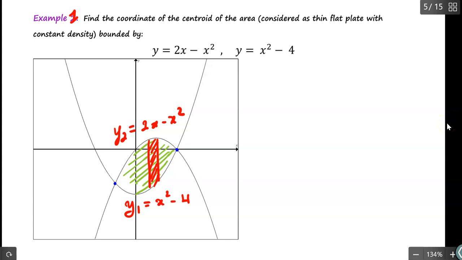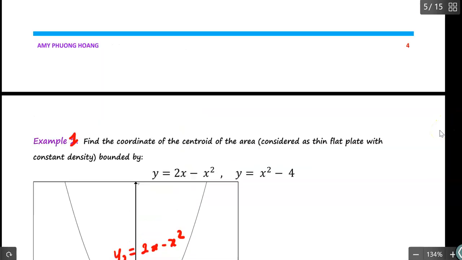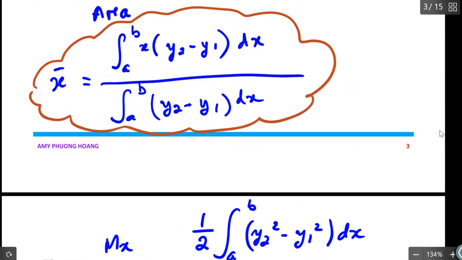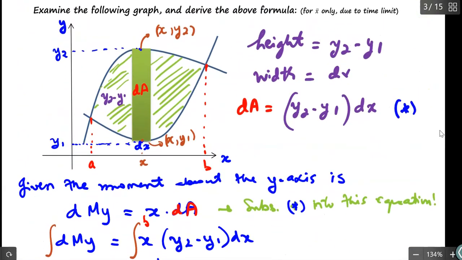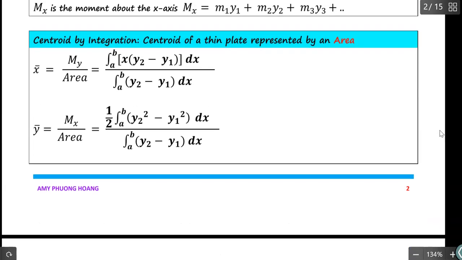Let me go back to show everyone what I've done in the previous video. In the previous video, I went over how to get the formulas to find the centroid of a thin plate represented by the area, the x bar and the y bar coordinates. My is derived as this integration, and the area is this formula of the upper function minus the lower function, and we are using the vertical element in this case.